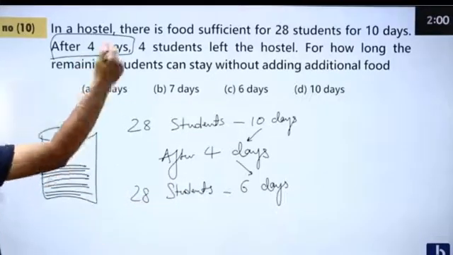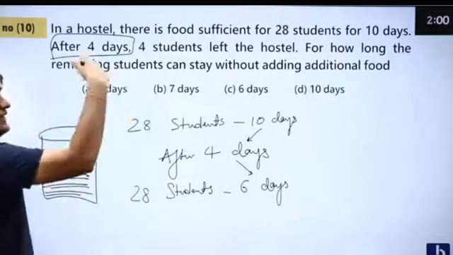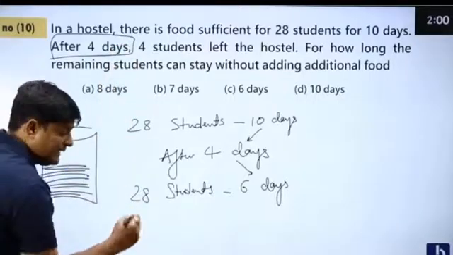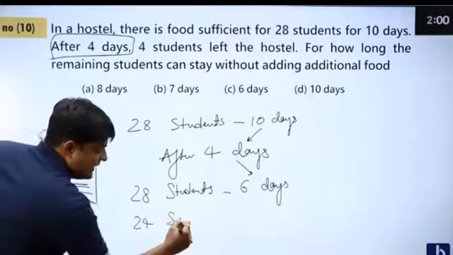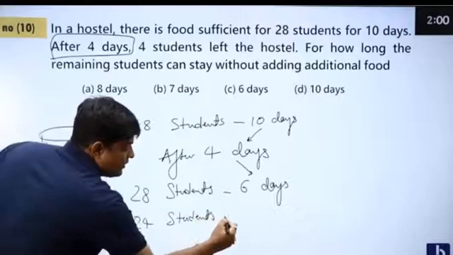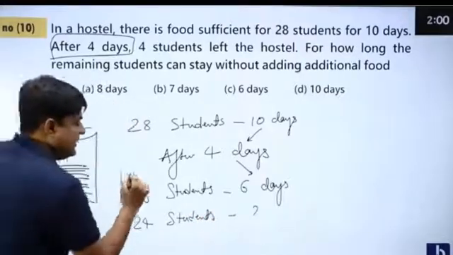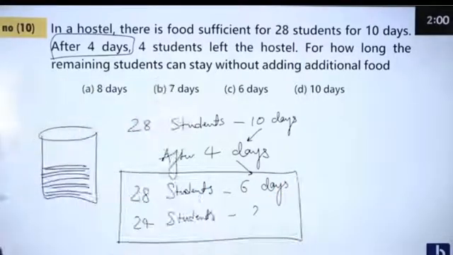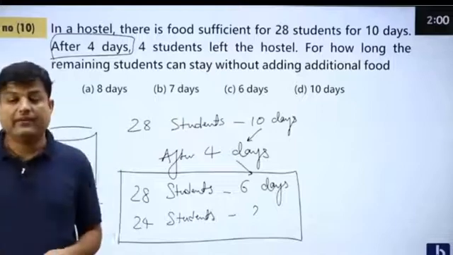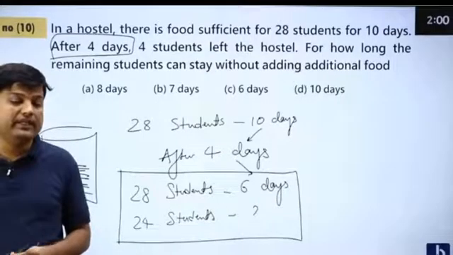Now, 4 students left the hostel. When 4 students left the hostel, you tell me how many students are there? 24 students are there right now. So these 24 students can stay for how many days? This is the data. Are you understanding, everybody? And the people who are listening to me, is it clear to you?